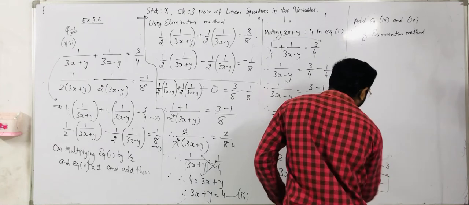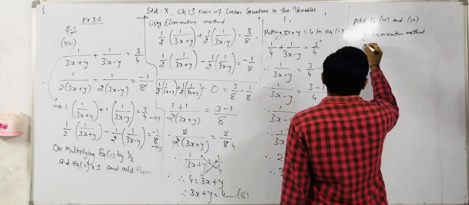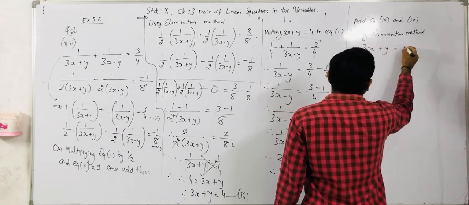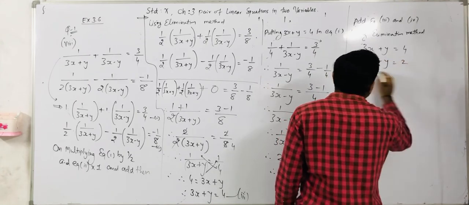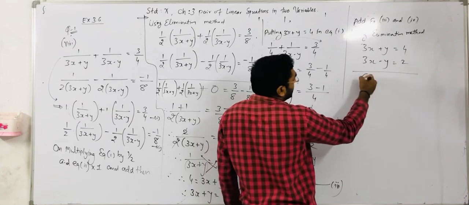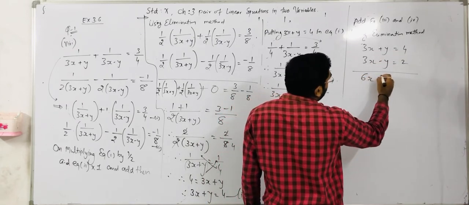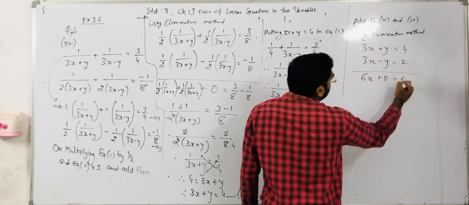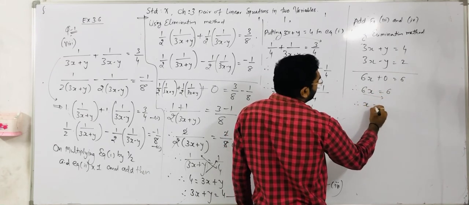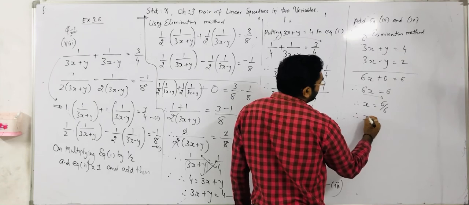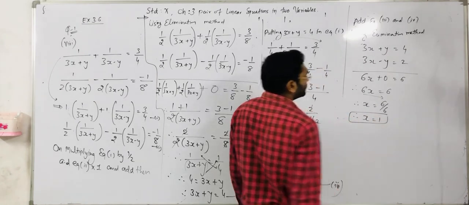If you add them, what do you get? 3x+y is equal to 4, 3x-y is equal to 2. Add them: 3x plus 3x is 6x, plus y minus y is 0, 4 plus 2 is 6. So we get 6x is equal to 6. That 6 goes to the right hand side in the denominator, so we get x is equal to 1.